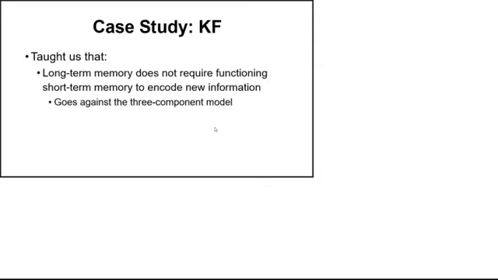But our take home from KF is that our long-term memory doesn't actually require functioning immediate memory. So step 2 can be non-functional, and we can still have step 3. So this goes against our 3-component model.